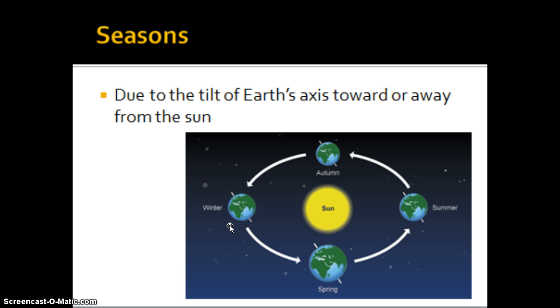And then during fall and spring, we are neither pointed towards nor away from the Sun. The direct sunlight is hitting the equator during those months, which is why it is more of a moderate temperature.